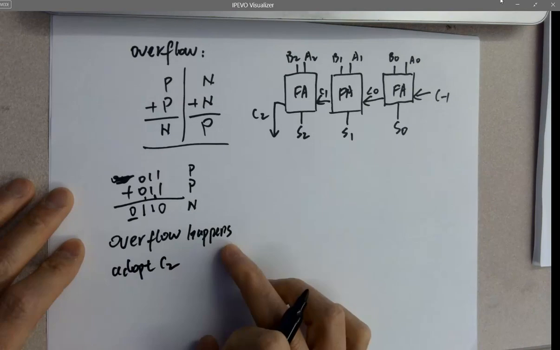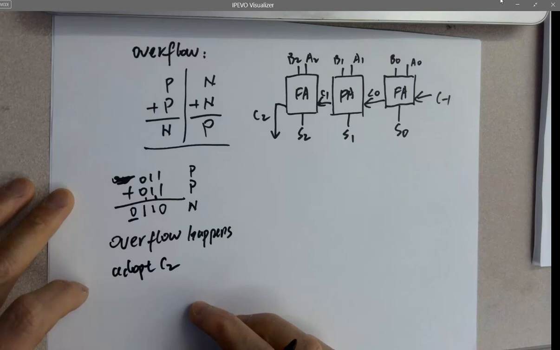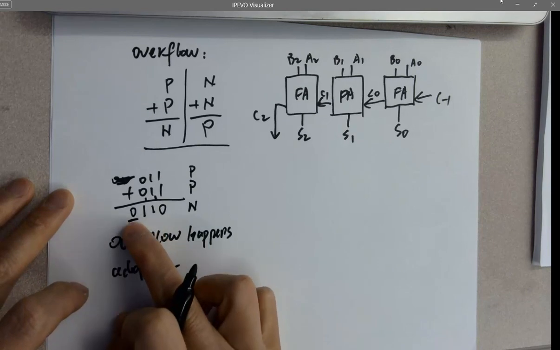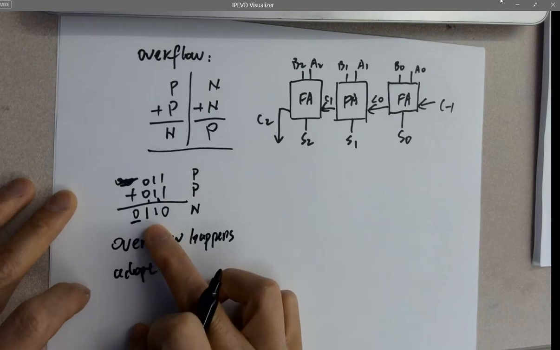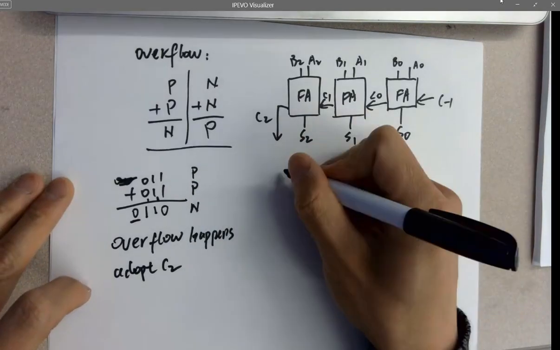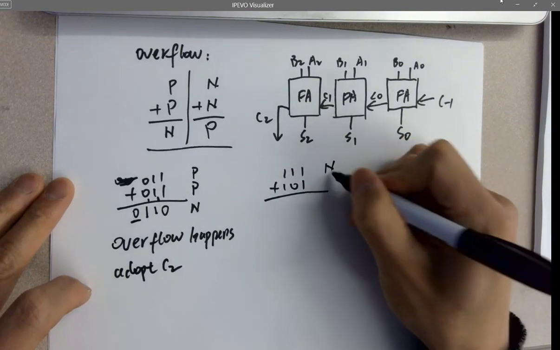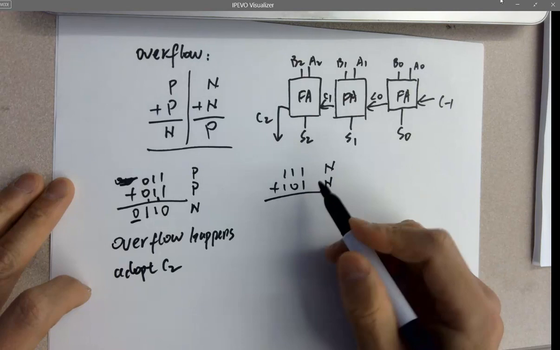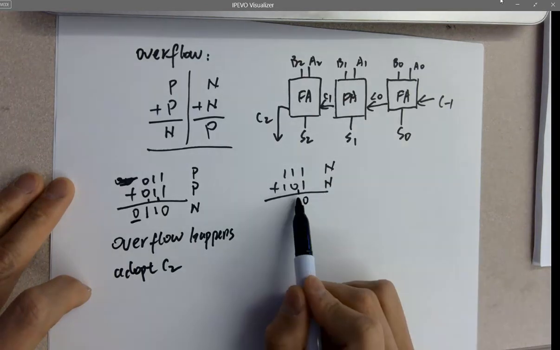So when overflow happens, adopt C2. Keep in mind. Are we getting a correct result after adopting C2 here? It's 3 plus 3, and we're getting 6. So it's legit. This is good. If you have an example like this, 111 plus 101, this is a negative number plus a negative number, and let's see what we are getting here. So 1 plus 1, what is this carry? C0, right?